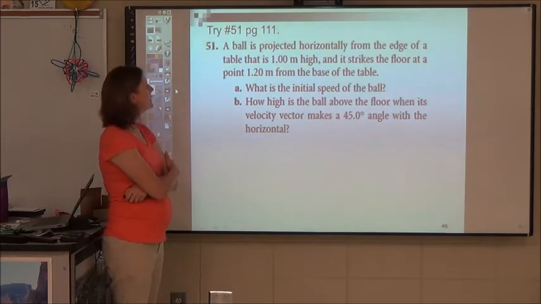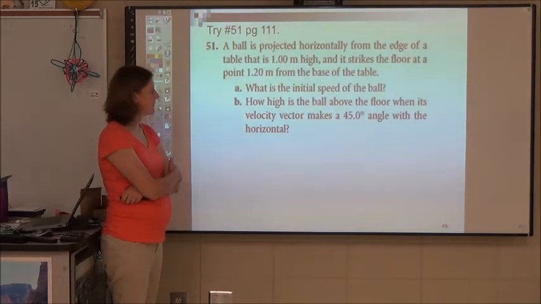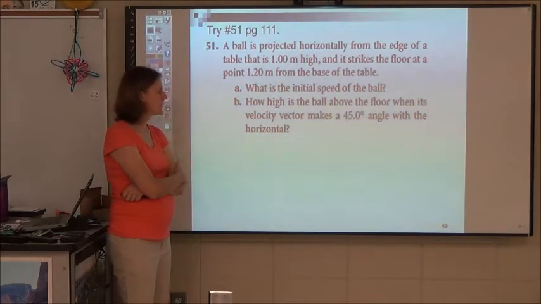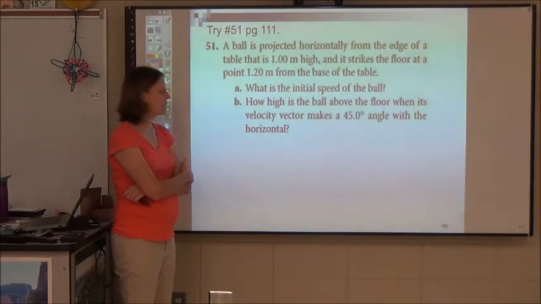Okay, so first problem says a ball is projected horizontally from the edge of a table that's 1 meter high and strikes the floor at a point 1.2 meters from the base of the table. Okay. What's the initial speed of the ball? And how high is the ball above the floor when its velocity vector makes a 45-degree angle with the horizontal?